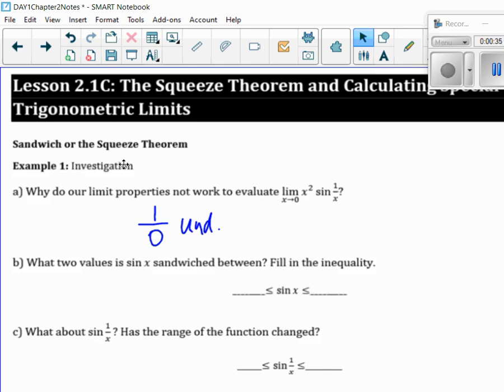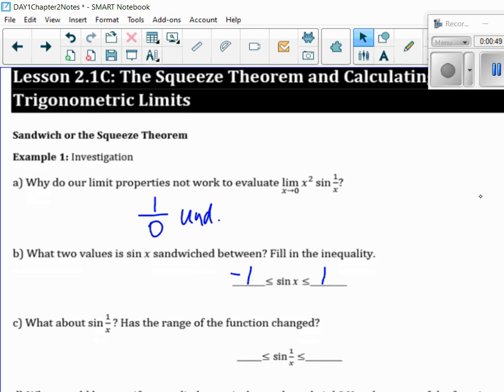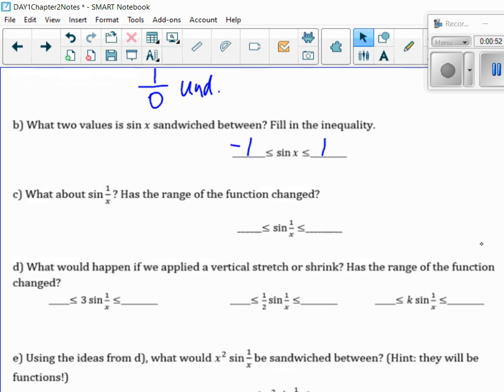Okay, so what two values is sine x, for instance, sandwiched between? Think of the sine wave. Yes, 1 and -1. Very good. Okay, so what about sine of 1 over x? Would that change at all? No, because sine values always have to be between -1 and 1, right?